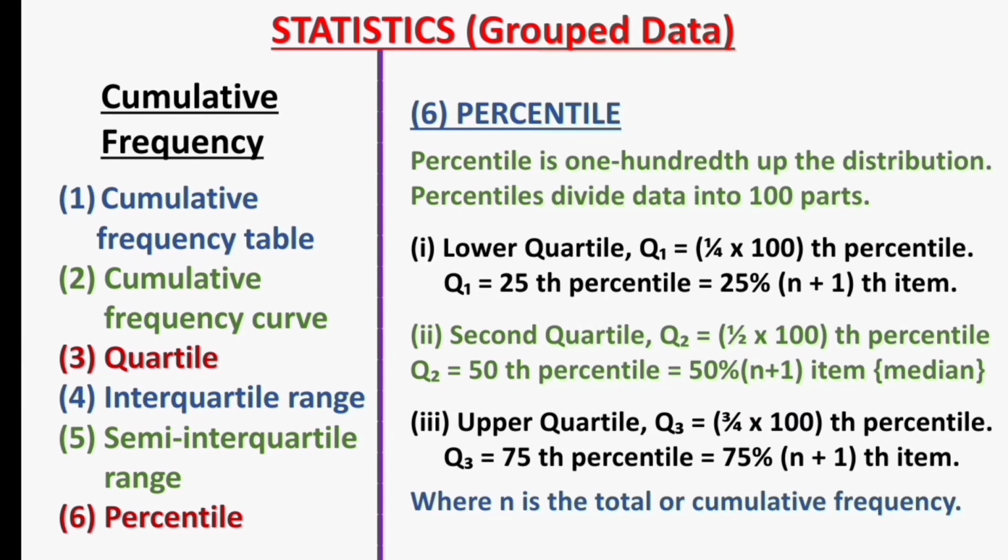Lastly, the upper quartile Q3 is equal to 3 over 4 or 3/4 times 100 percentile. That means the upper quartile Q3 is equal to the 75th percentile, which is equal to 75% of the (n plus 1)th item. Here, n is the total or cumulative frequency. Please take note of all this information for grouped data involving cumulative frequency.